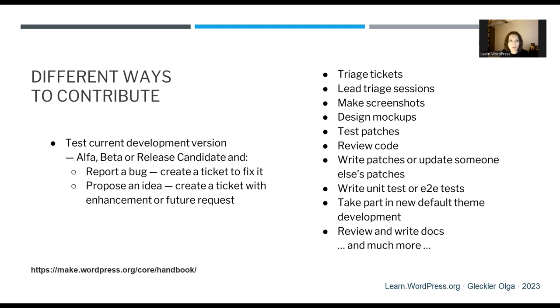Everyone can test the current development version, alpha, beta, or release candidate, and you don't need a development installation for this. You can install these versions with the Beta Tester plugin. After you install this plugin on your WordPress, don't do it on production, on your live sites, do it in a local environment. Still, if you install this plugin, you can choose what version you want: nightly builds, betas, release candidates, etc. And you can poke around and test.